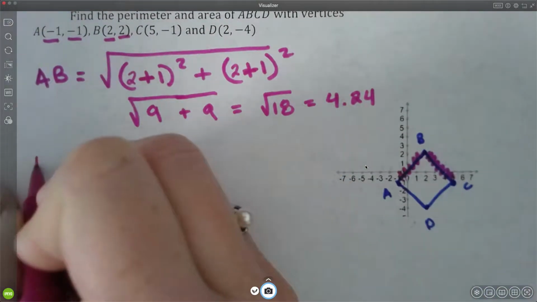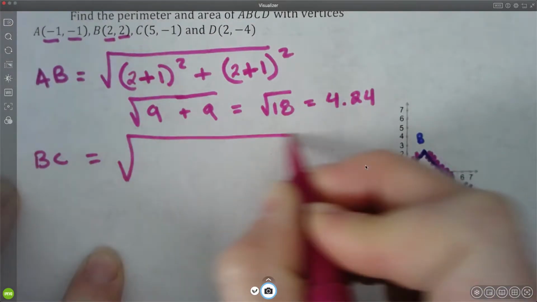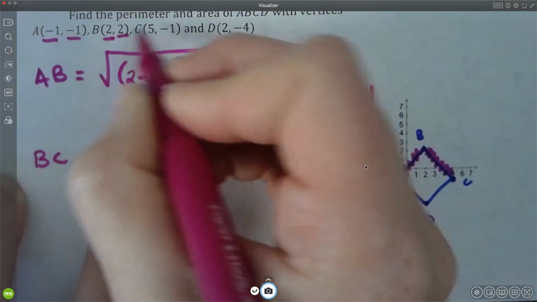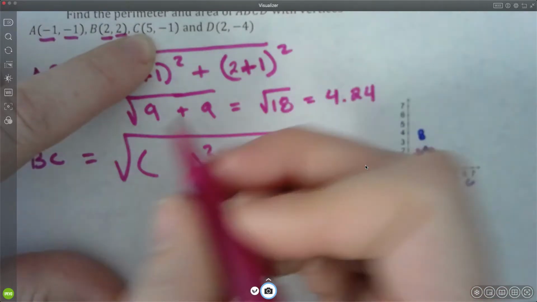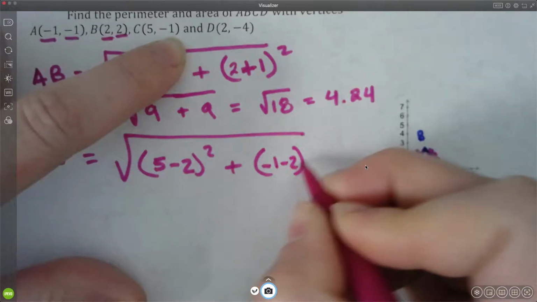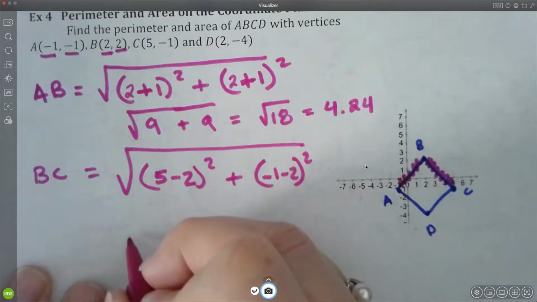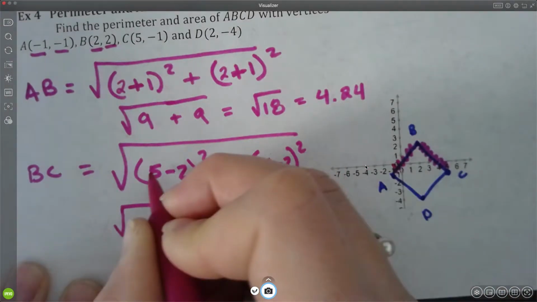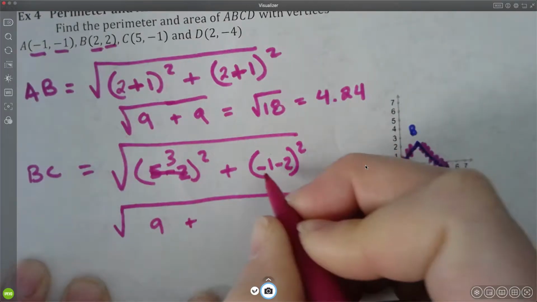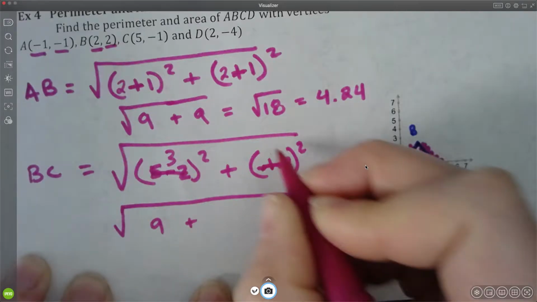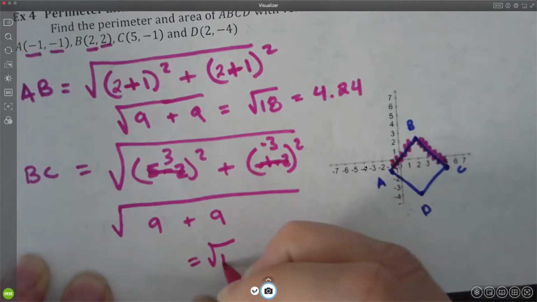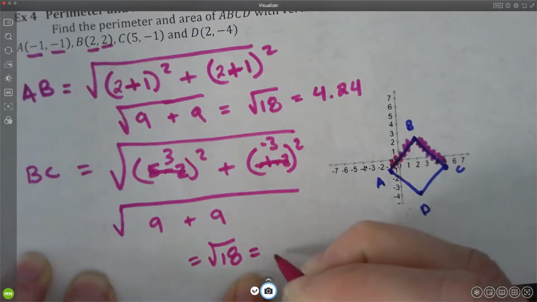From B to C, we have the square root of this and this. So my second x coordinate is 5. 5 minus 2, and then I have -1 minus 2. The square root of 5 minus 2 is 3. 3 squared is 9 again. Plus, wait a second, -1 minus 2. That's -3, but when I square -3, it becomes +9. So that is also the square root of 18, which is 4.24.